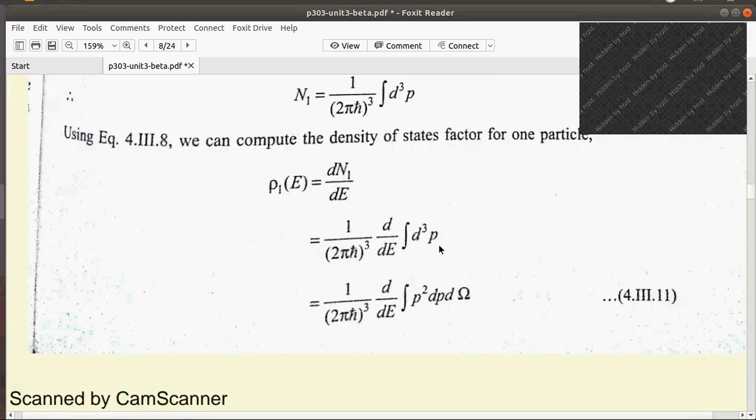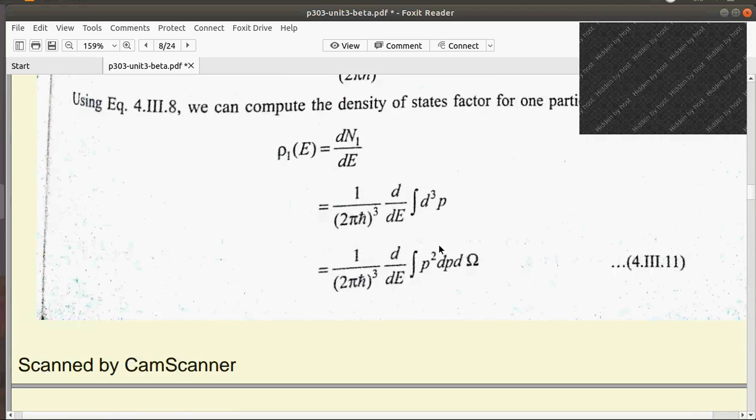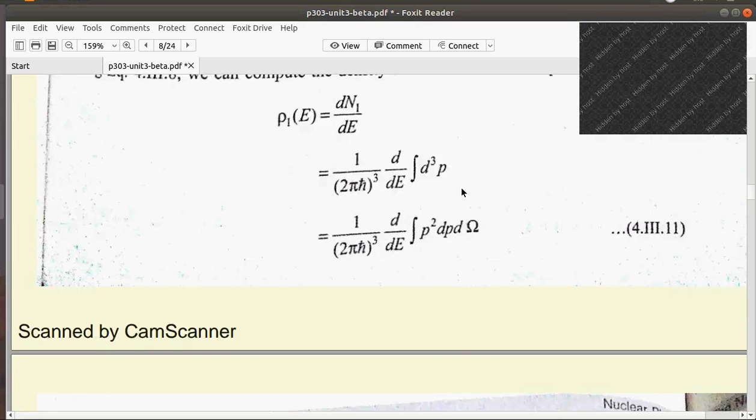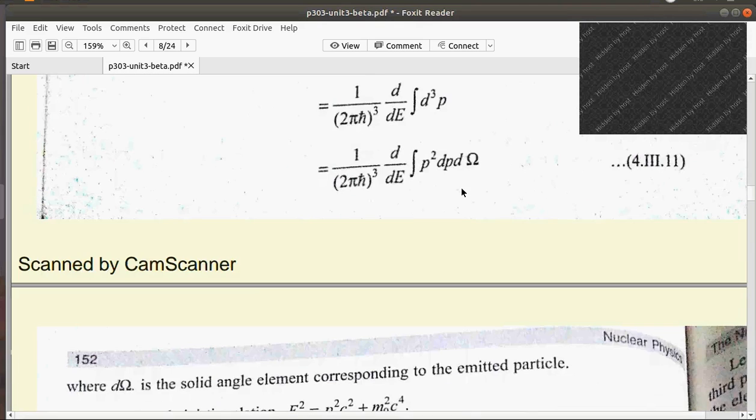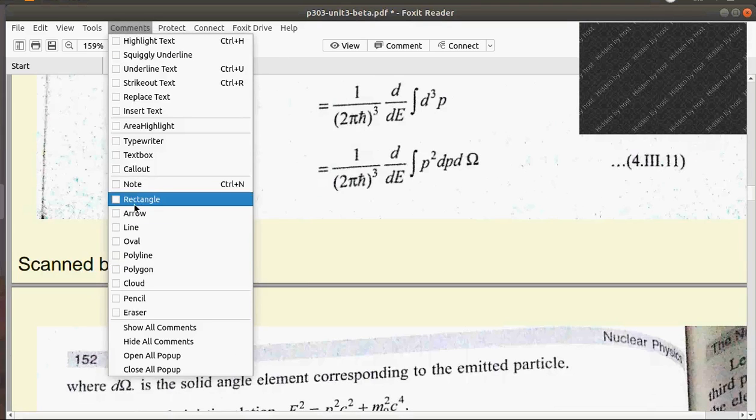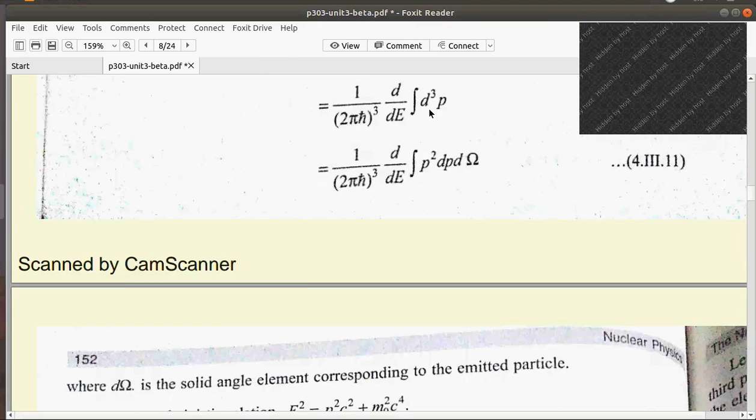Now in our elementary electrodynamics and electromagnetics, or even electrostatics, we have considered the expression for volume. So when your volume is d cube p, if you expand it in 3 dimensions, d cube p can be written like this.